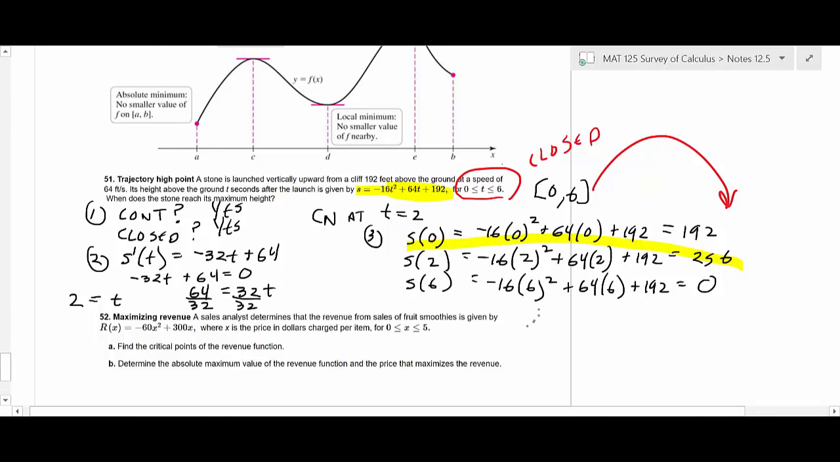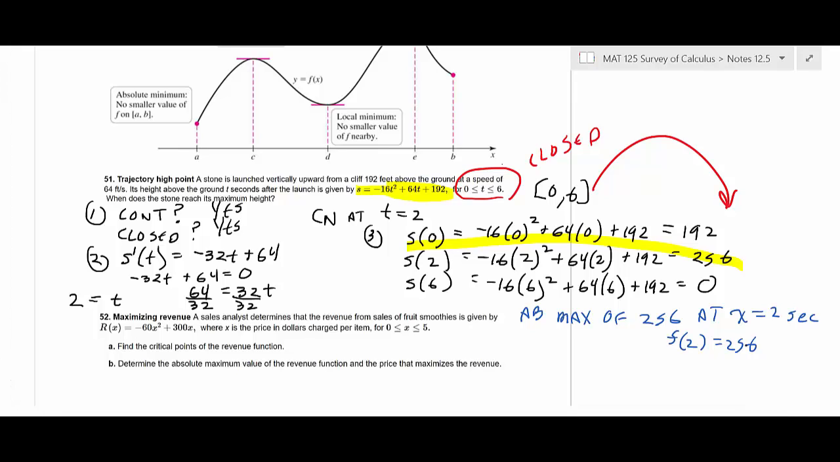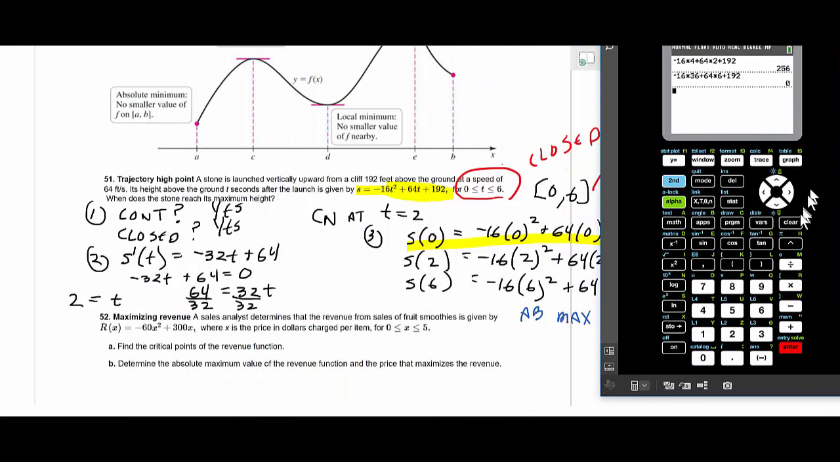So usually we say absolute max of 256 at x equals 2 seconds. Now, that time is in seconds. That's usually, I think, the way that they want you to write this. Sometimes a textbook will have you say f of 2 equals 256. On a test, I usually will specify maybe I want a point, maybe I want the y value, maybe I want the x value. That's the idea. Does that look okay to everybody? All right. Let's do a quick check on the calculator with this one, and then we'll finish up with that last one. Then we're going to get into the next section a little bit here.